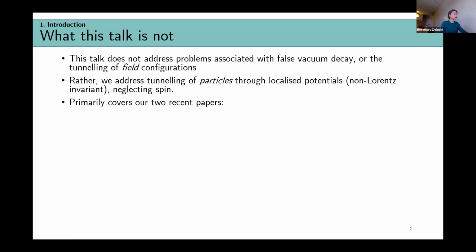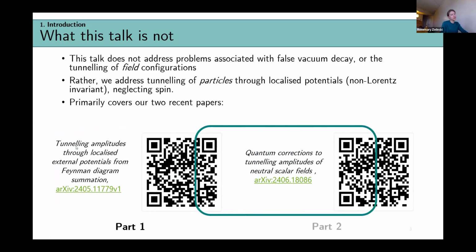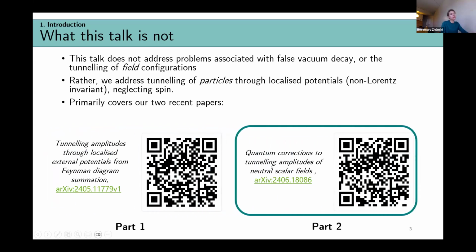So just briefly, this talk primarily covers our two recent papers, which have been accepted in EPJC, and it's broken up into approximately 2 sections, which cover both of these papers more or less separately. The first is tunneling amplitudes through localized external potentials from Feynman diagram summation. This is where we build a formalism of tunneling using QFT, but still restrict ourselves to relativistic quantum mechanics. And then in part 2, we extend the results of part 1 to include quantum corrections to tunneling amplitudes of neutral scalar fields. I'll explain this separation in more depth later on.